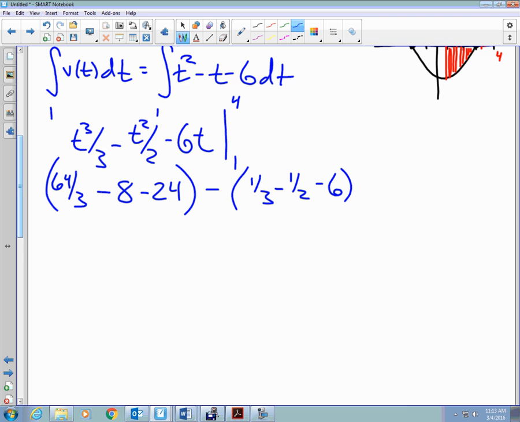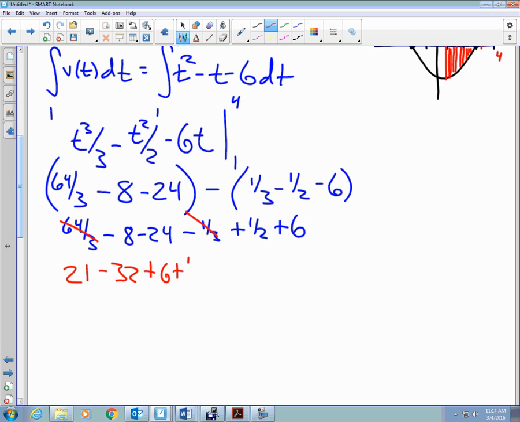On the AP exam, if you're not given a calculator here, here's how I try to write it. 64 over 3 minus 8 minus 24 minus 1/3 plus 1/2 plus 6. And I just try to combine terms that work out nicely with one another. So for example, 64 over 3 and negative 1/3. That's 63 thirds, which is 21, right? 63 divided by 3, 21. Minus 32 plus 6 plus 1/2.